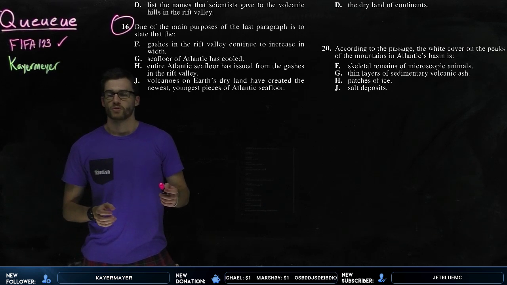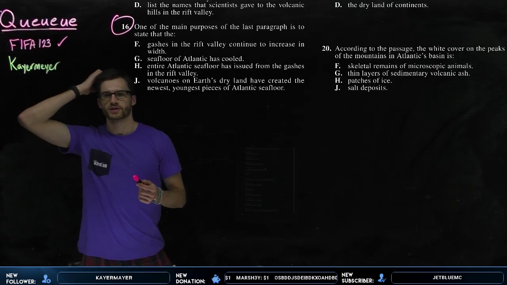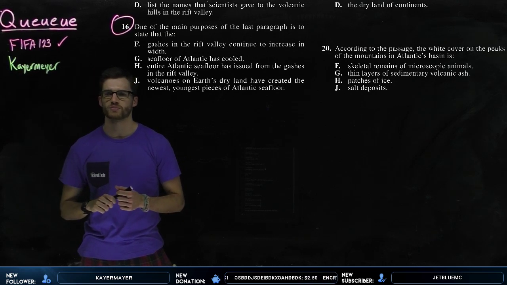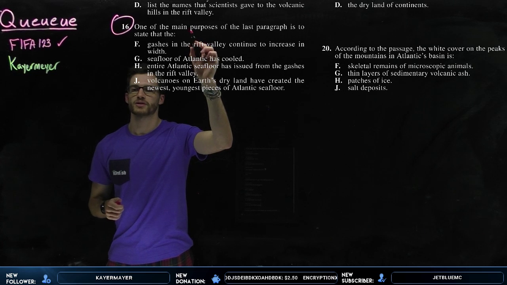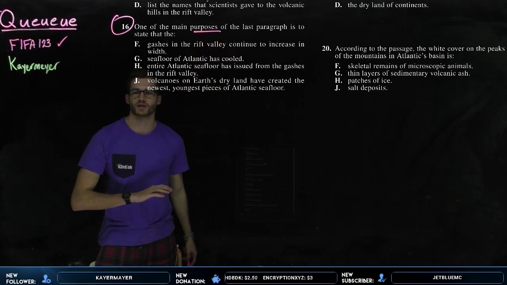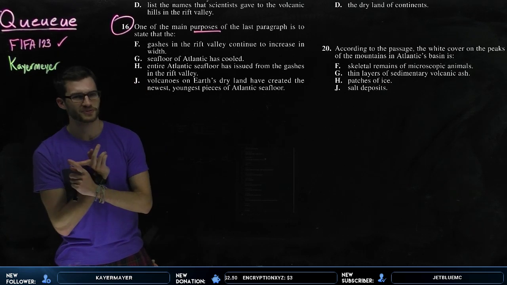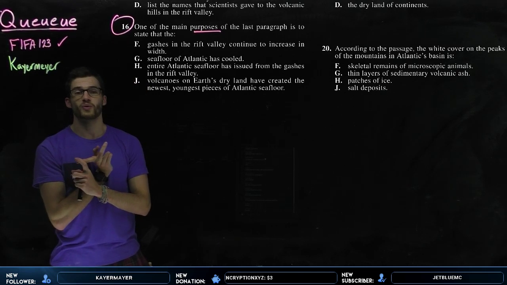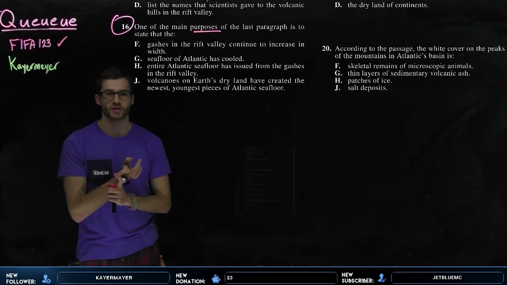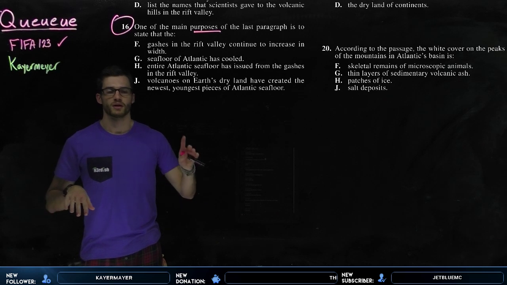Okay, what am I doing? You're doing this. Number 16. Right. So one of the main purposes of the last paragraph is to state that what? Okay, so here's the main thing. Main purpose, or purpose. This is a purpose question. So ideally, you've read the passage, or at least skimmed it. You can't wait. Yes, you can. You're going to wait right there. Don't move. Don't breathe. Don't think. Just repress and dissociate. Love it.